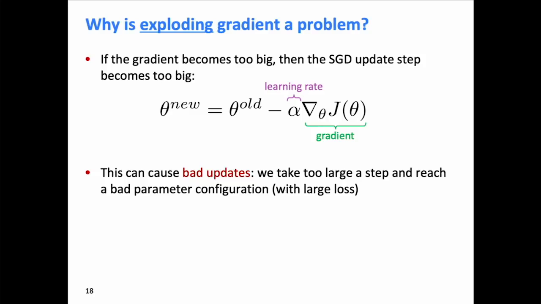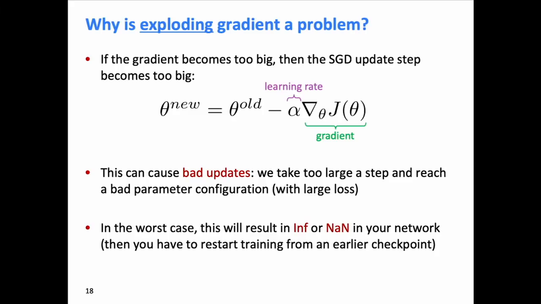For example, they might have a much larger loss than they had before. So in the worst case, this can often manifest as seeing infinities or NaNs, not a number, in your network when you're training it in practice. This can happen because if you take such a big step that you update your parameters so much that now they're infinity or minus infinity, then you're going to have all of these infinities within your activations as well, and then all of your losses are going to be infinity, and the whole thing just isn't going to work at all.